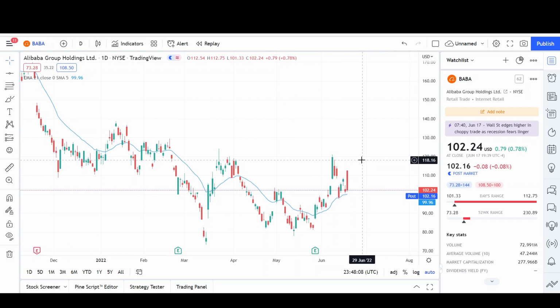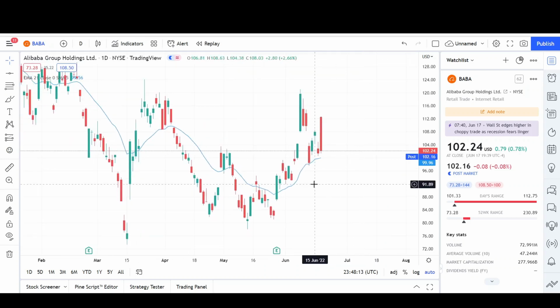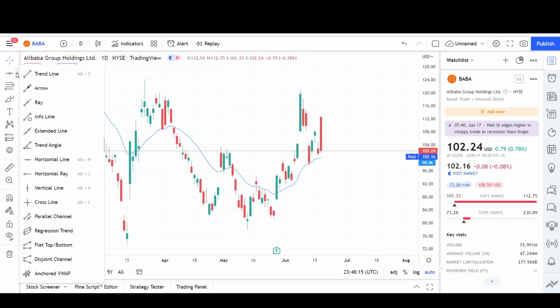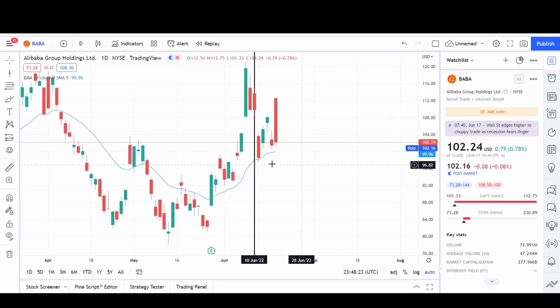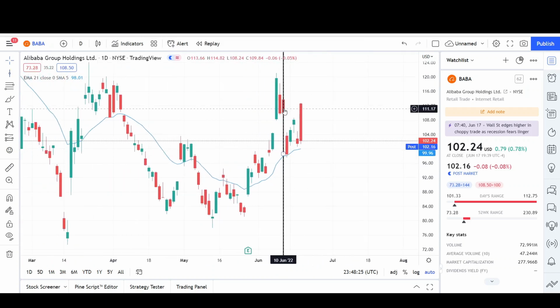So let's take a look at the daily chart for Alibaba. I'll put a vertical line of where it left off, which was last week, I believe on the 10th. I'll put a vertical line right now, which was right around here, and then everything after that is new price action. So we had a massive sell-off on Monday when the market opened.